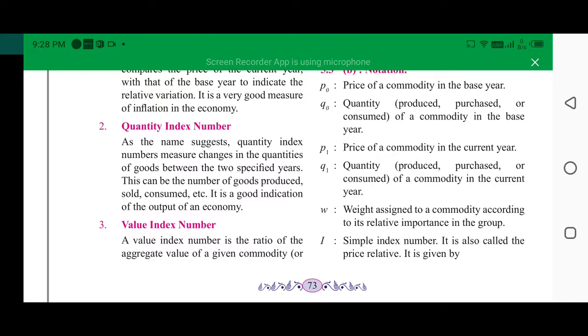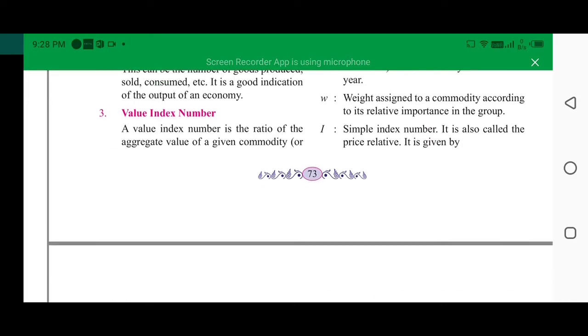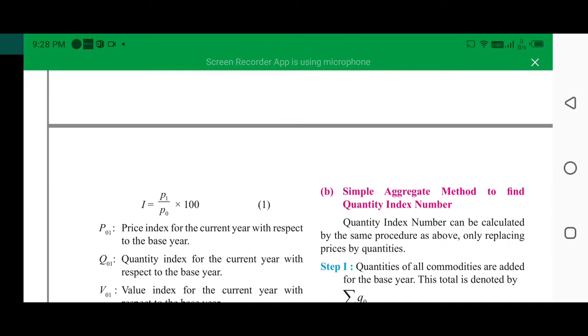Sometimes we assign weight to the commodity. The weight is assigned to the commodity according to its relative importance in the group. And I is a simple index number. It is also called a price relative, and it is given by the formula I is equal to P1 upon P naught into 100.